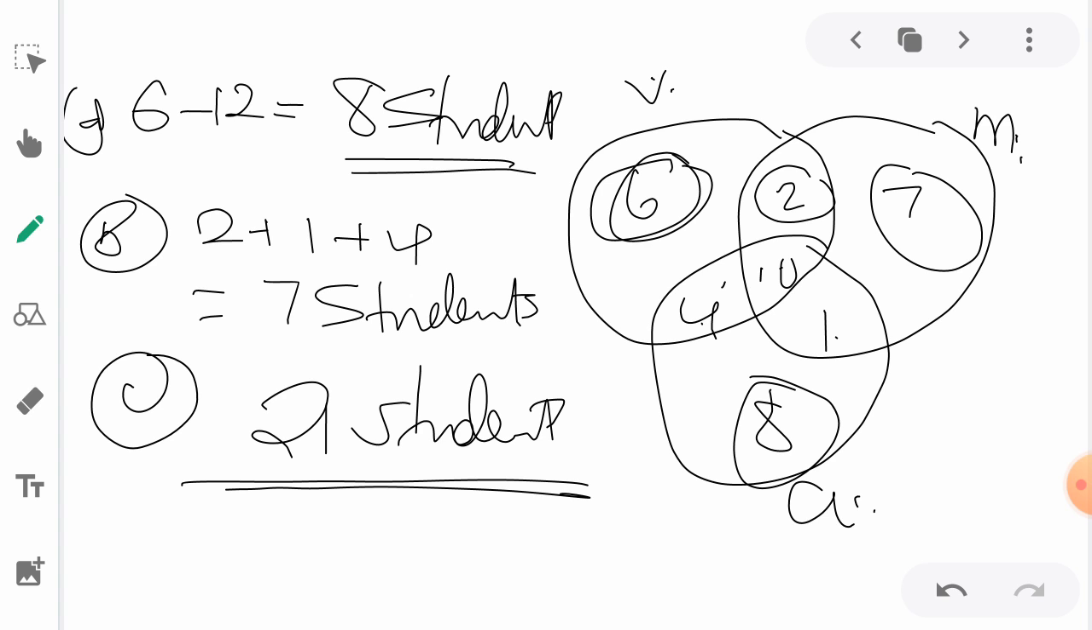So make sure you solve properly and understand what the question is asking you to do. So we'll end on question 4.